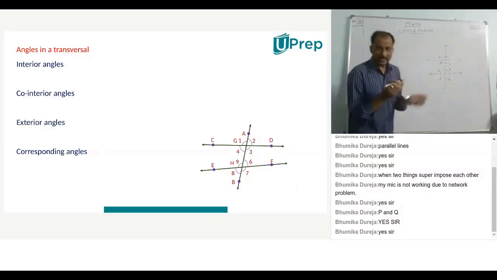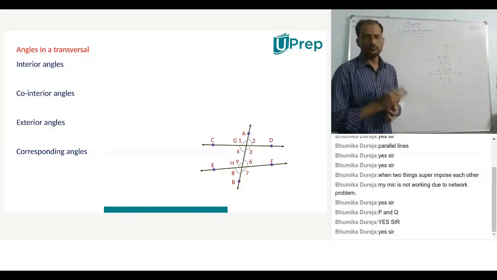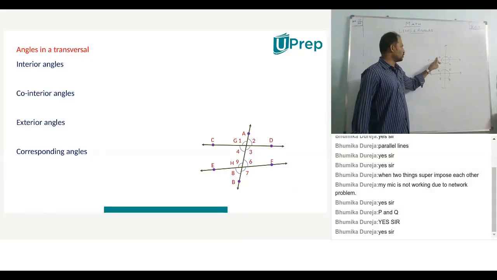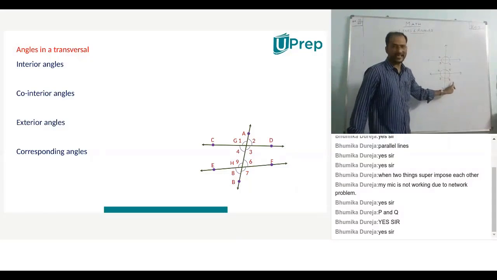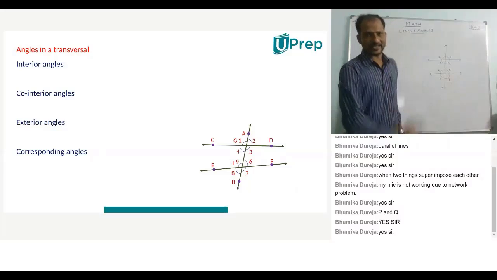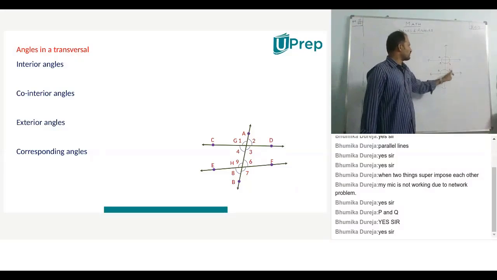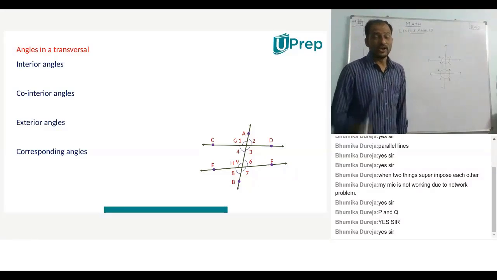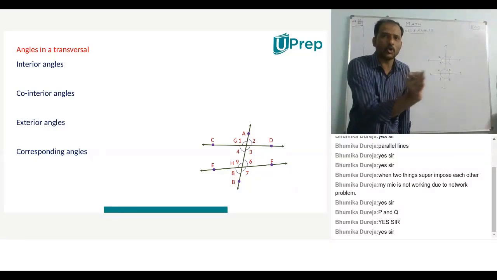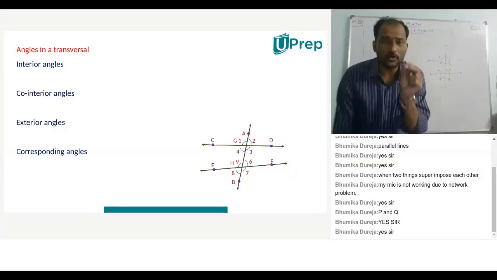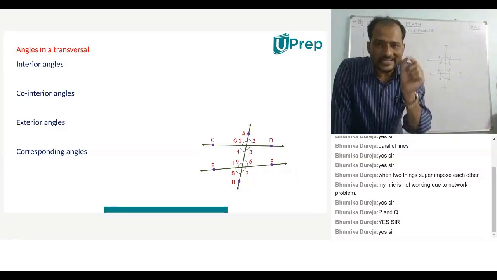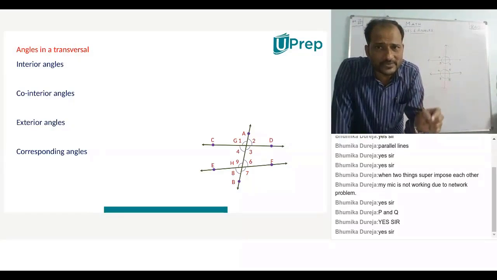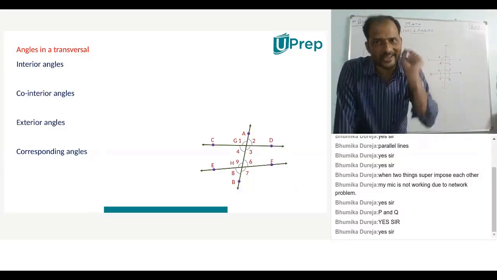Yes. Here, now, what are exterior angles? Angle 1, angle 2, angle 7, angle 8 are exterior angles. 3, 4, 5, 6 are interior angles. Now the point arises, co-interior angles, co-exterior angles. What do you mean by co-interior angles? The interior angles which lie on the same side of the transversal are called co-interior angles.